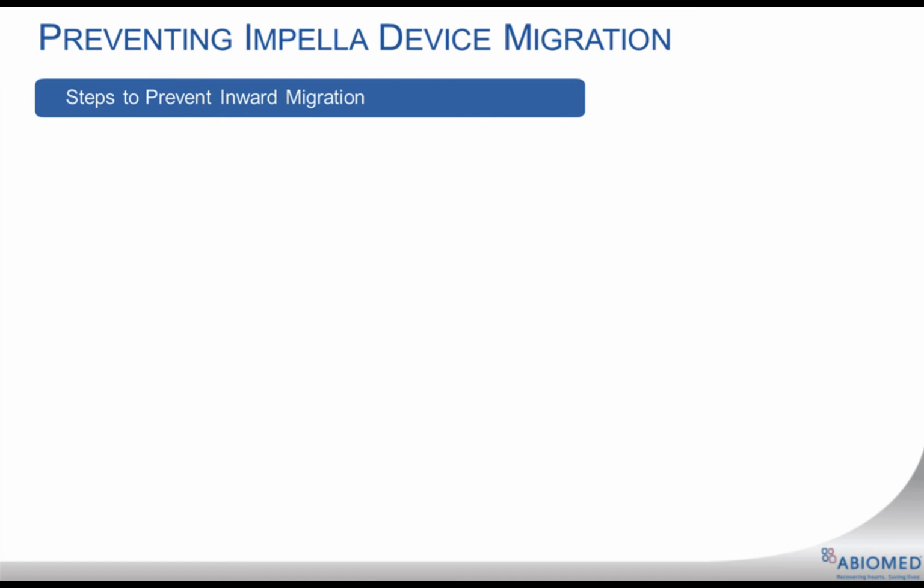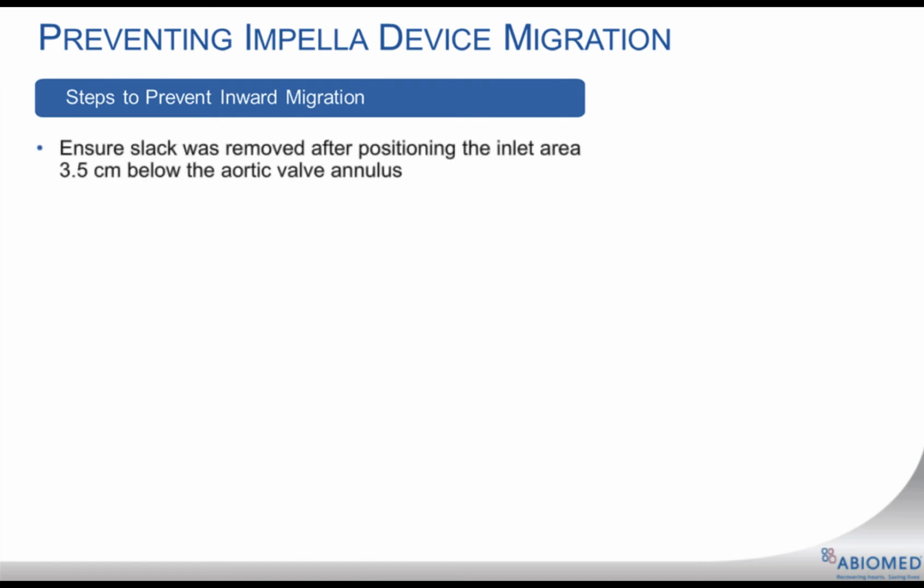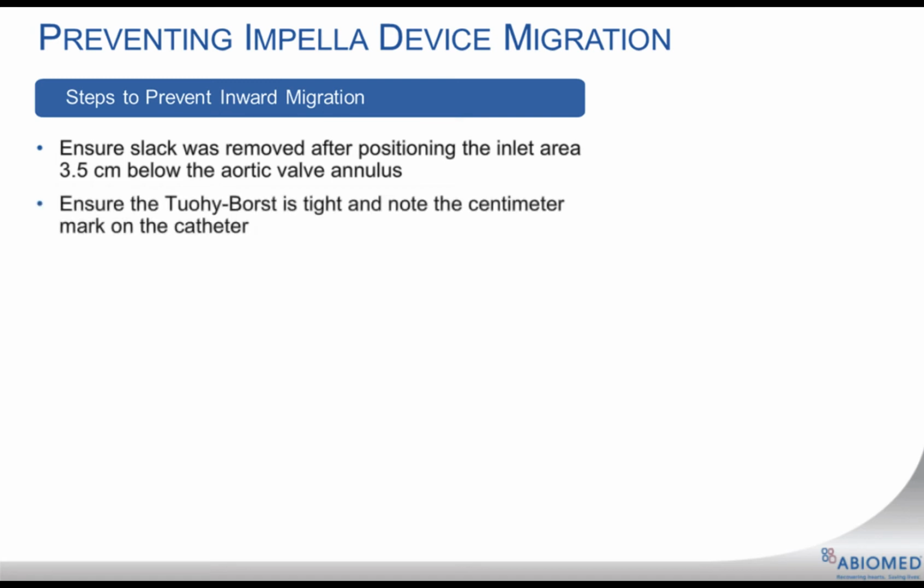The best method for preventing inward migration of the Impella device is to remove excess slack from the catheter after placement. It is also important to tighten the Tuohy-Borst valve after positioning the Impella device catheter and note the catheter position. If the patient is very active or uncooperative, immobilizing the leg can help prevent catheter movement.